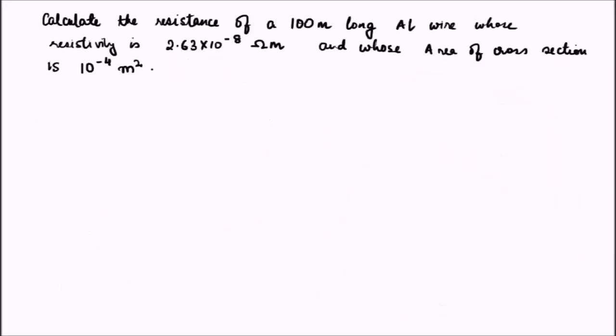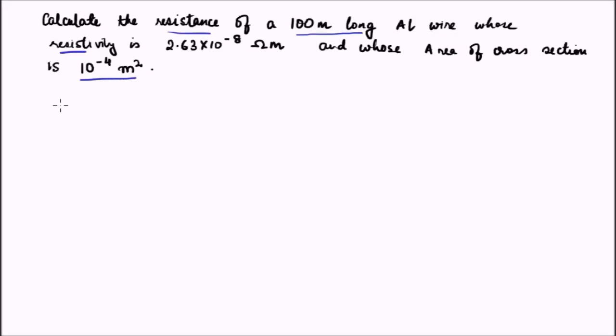The last question that we are going to discuss in today's lecture says that we need to find the resistance of a 100-meter long aluminium wire. The resistivity for the aluminium wire is given to be 2.63 into 10 power minus 8 ohm meter, and we are told that the area of cross section of this 100 meter long wire is 10 to power minus 4 square meter, so it is quite thin. Let's write down the data available.